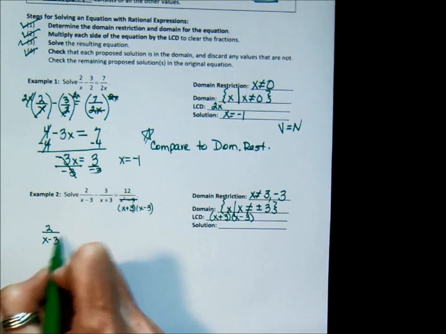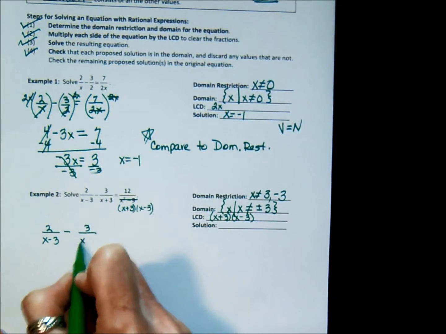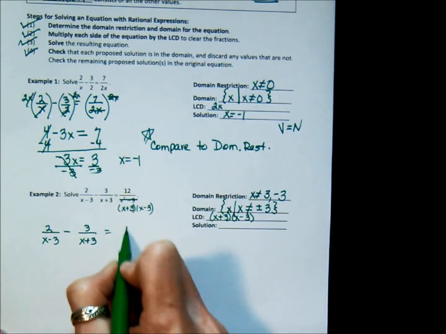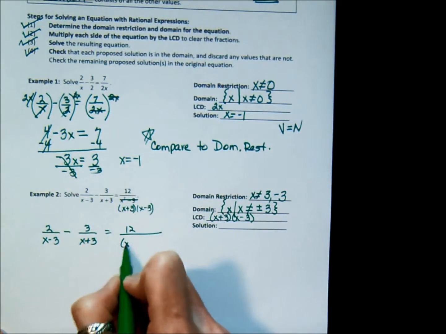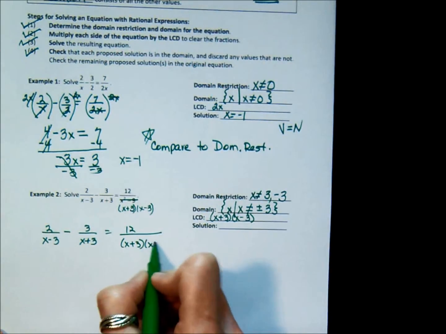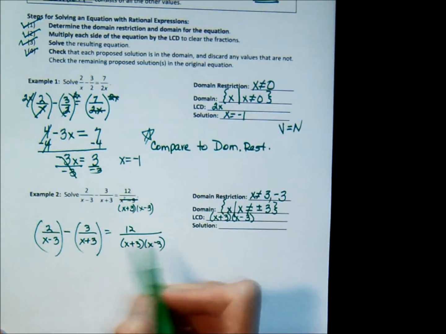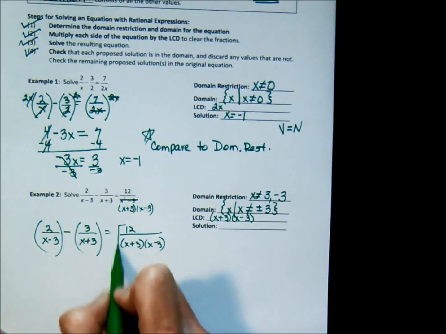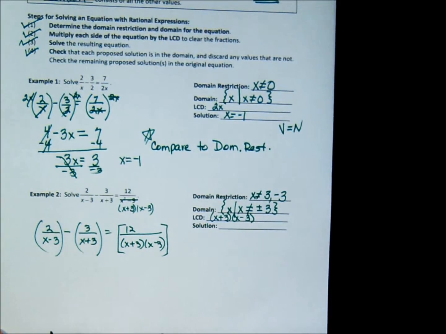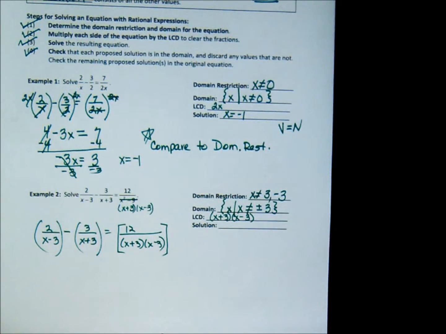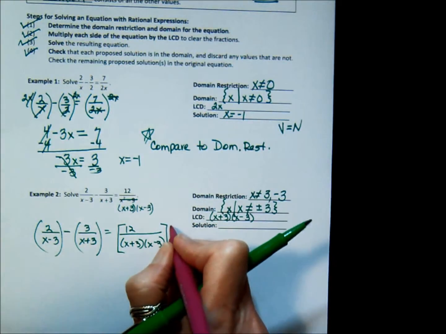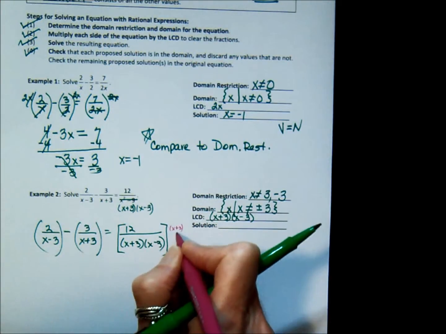x minus 3, 3 over x plus 3 equals 12 over x plus 3, x minus 3. Now I'm going to put each term in parentheses. Since there's already parentheses here, I'm going to use brackets. And beside each of those, I'm going to write my LCD: x plus 3, x minus 3.